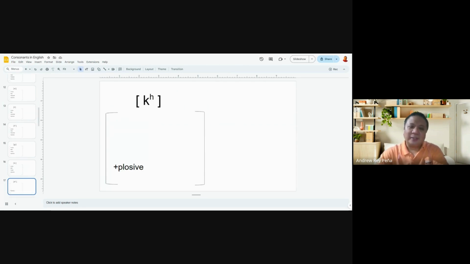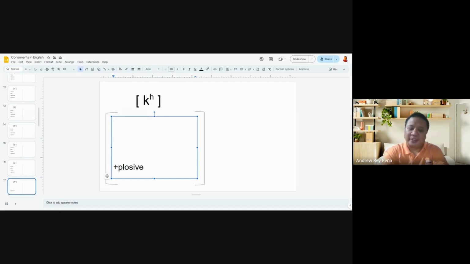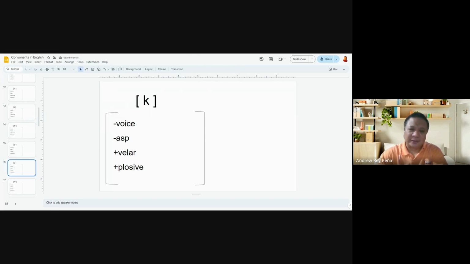Now we also have the aspirated k, which occurs at the start of words like can, coop, cower. Okay, it's aspirated, but it's voiceless. So we write minus voice. It's aspirated, so it's plus asp. It's velar, just like the unaspirated k. It's also velar, and it's a plosive. So it's voiceless, aspirated, velar, plosive.